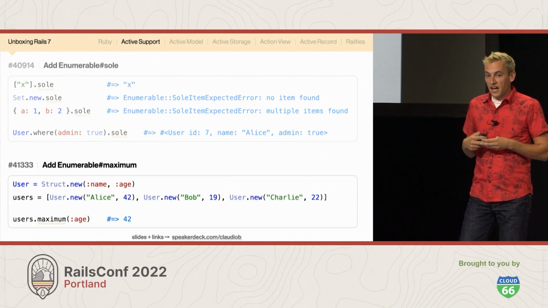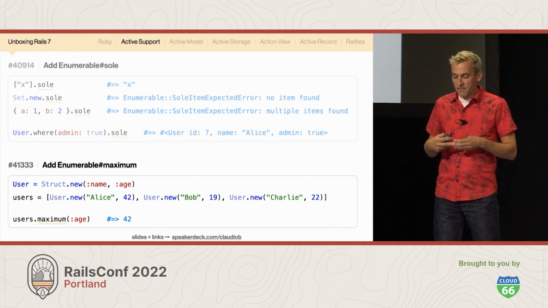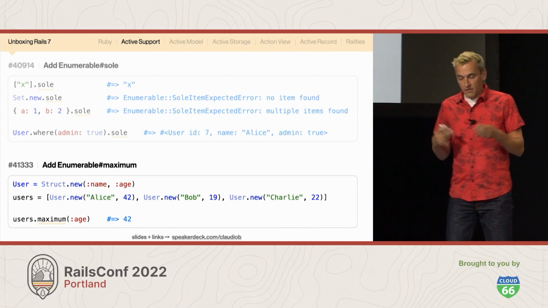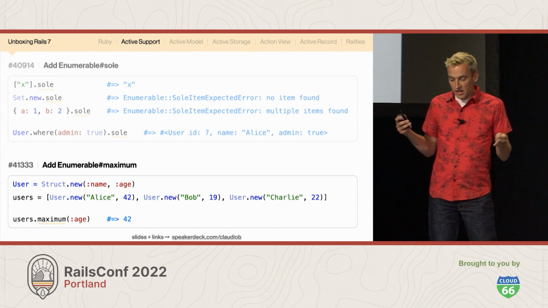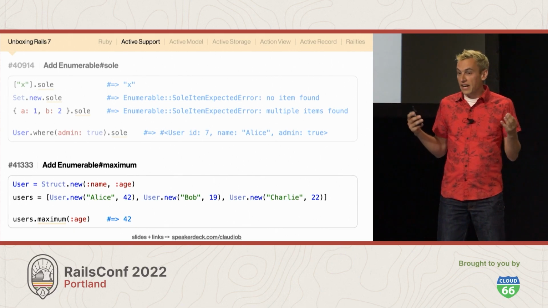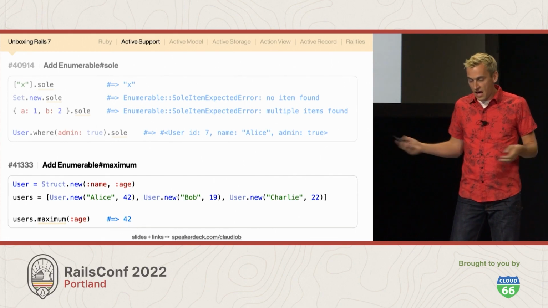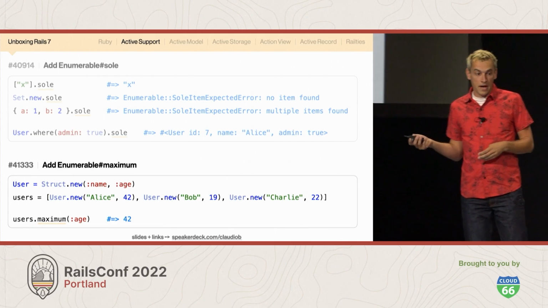Other methods added to Enumerable are maximum, and there's also a minimum. So if you have an array of objects with a certain feature, like in this case, I made an array of these users, and they all have a name and an age. Now you want to ask, what's the maximum age? You can just do that, and it's going to give you that number back.